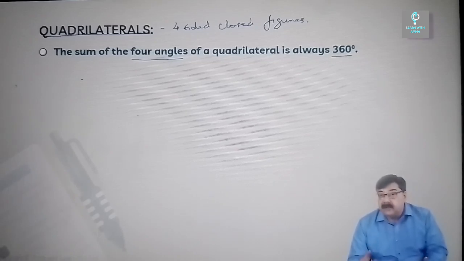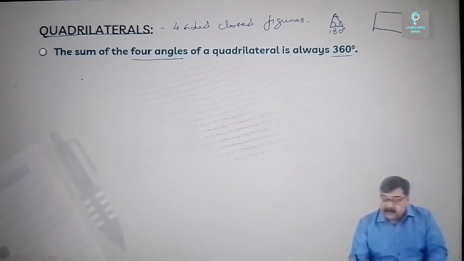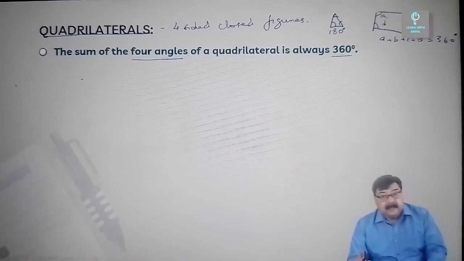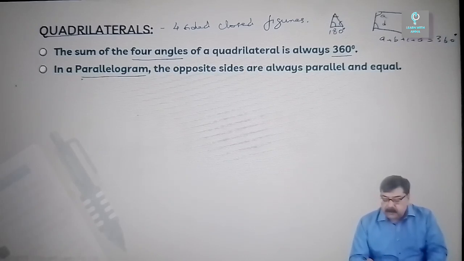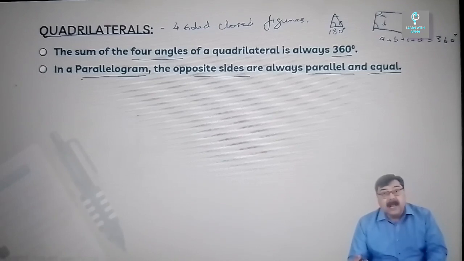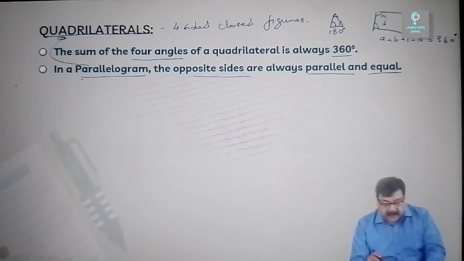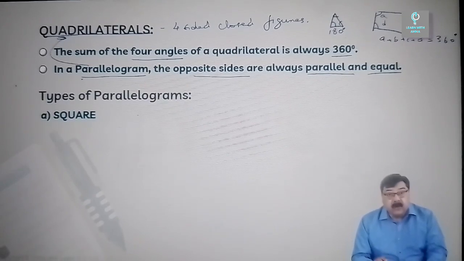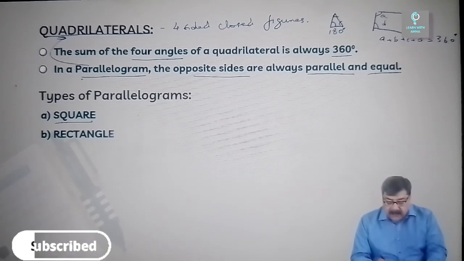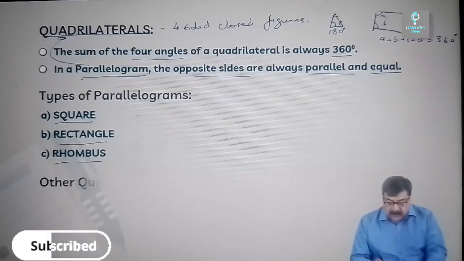Now in the case of a triangle, the sum of three angles was always 180 degrees, whereas in a quadrilateral, the sum of the four angles, let us say A, B, C and D, shall always be equal to 360 degrees. Now in a parallelogram, the opposite sides are always parallel and equal. Parallelogram is a type of quadrilateral as we had discussed earlier. Types of parallelograms that we have already discussed are a square, a rectangle, a rhombus.